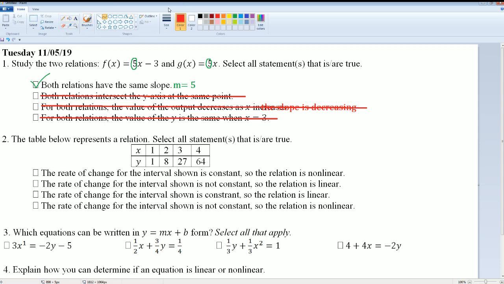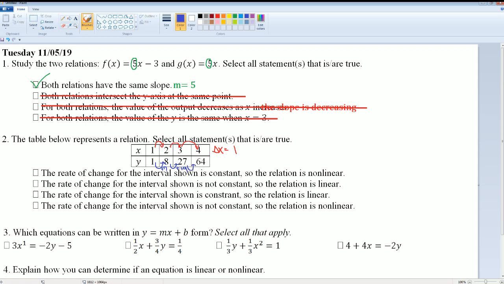Okay, let's find the delta x and the delta y. It might make a little more sense if we write it out. It goes from 1 to 2, from 2 to 3, and 3 to 4. Our delta x is equal to 1. Now the y: 1 to 8 is plus 7. Then 8 to 27 is plus 19.